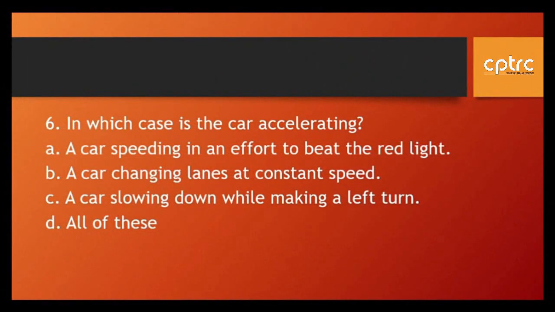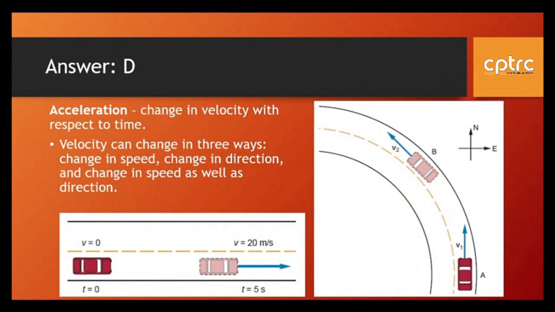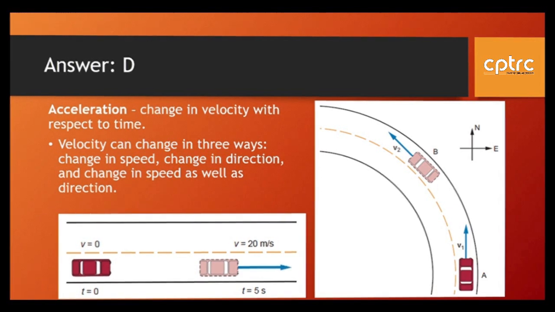Number six, in which case is the car accelerating? The answer is letter D. When you say acceleration, it is defined as a change in velocity with respect to time. Velocity can change in three ways: change in speed, change in direction, and change in speed as well as direction. Any of those conditions will be attained, then there is acceleration. So in this item, A, B, C options show acceleration. So the answer is all of this.